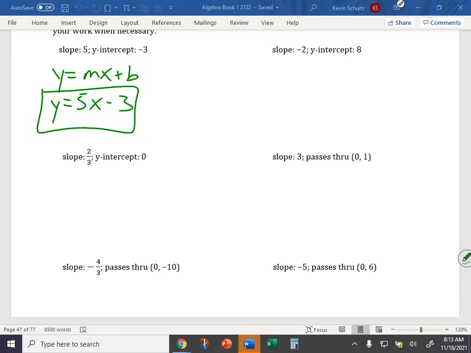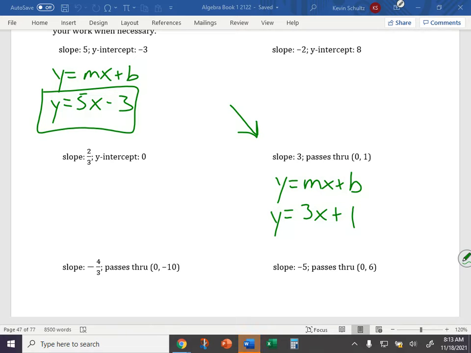Okay, let's look at the second one in the second row, kind of the next type. What's the equation of this line in slope-intercept form? Joey? Y equals 3x plus 1.